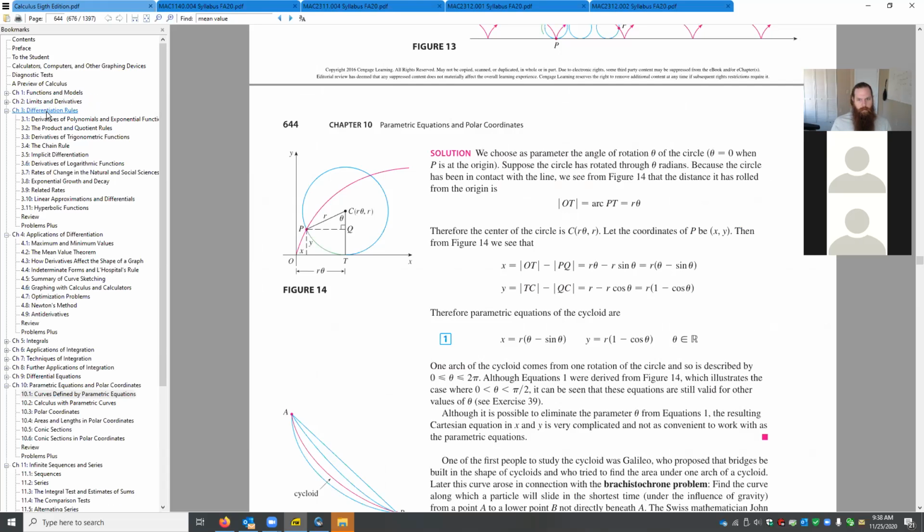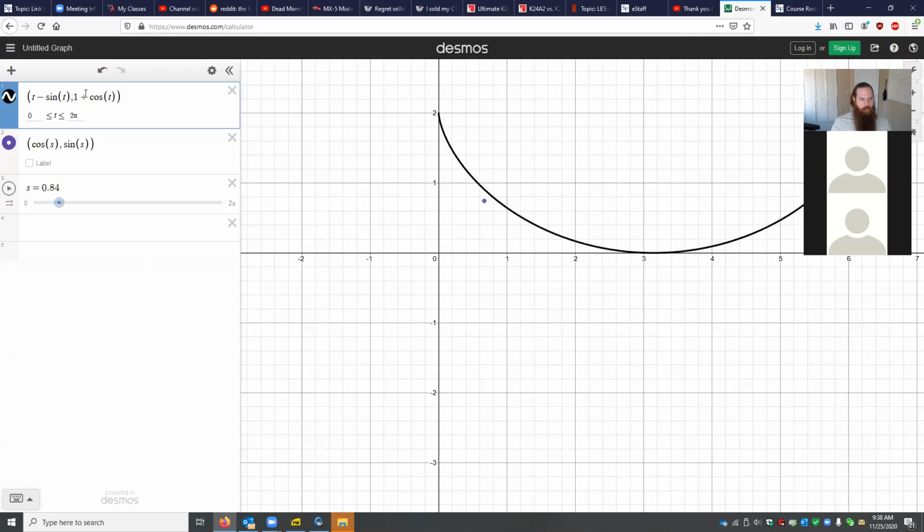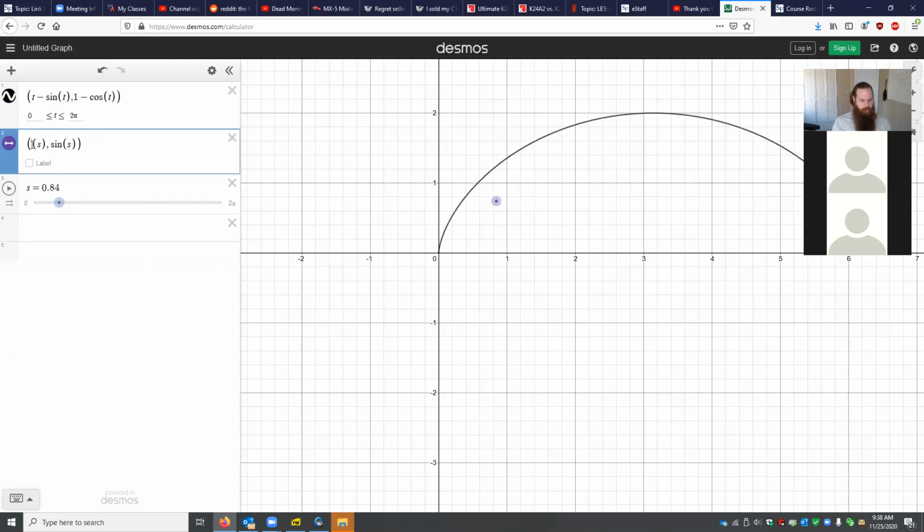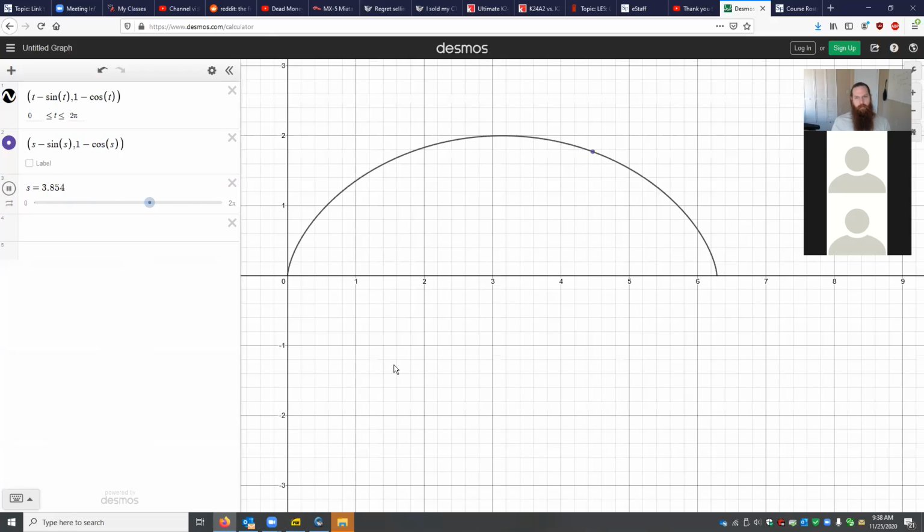Oh, did I get something backwards here? 1 minus cos t, sorry. All right, and then if I copy this down here, s minus sine s, and 1 minus cos s. You see the same sort of thing, right?